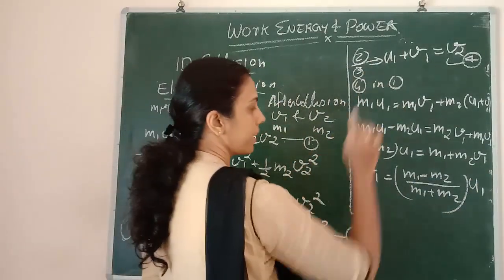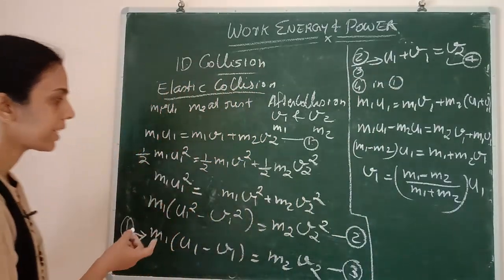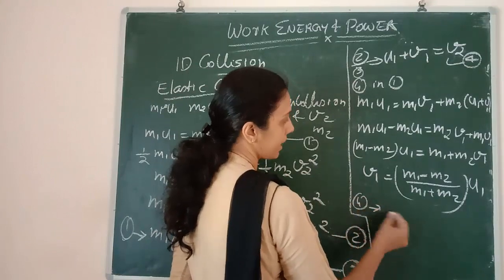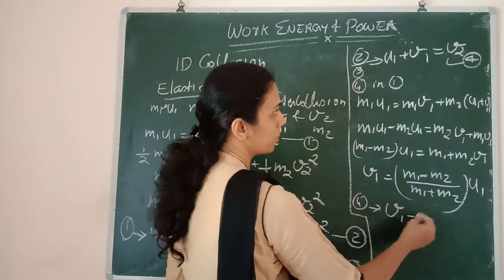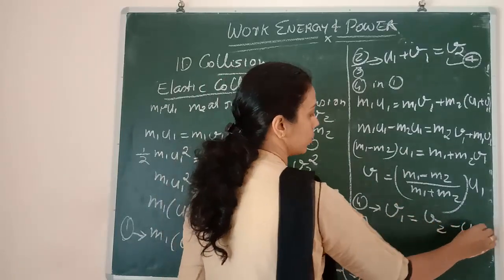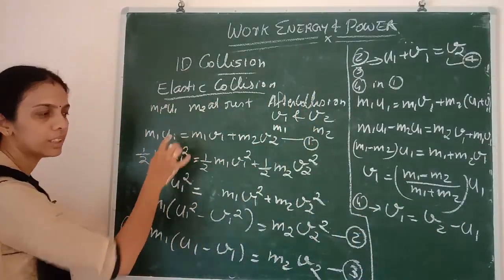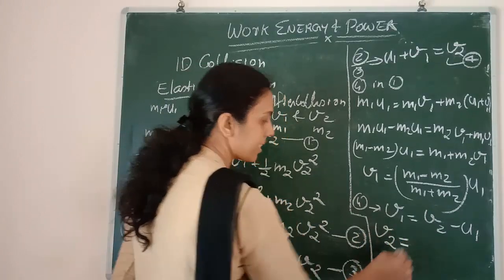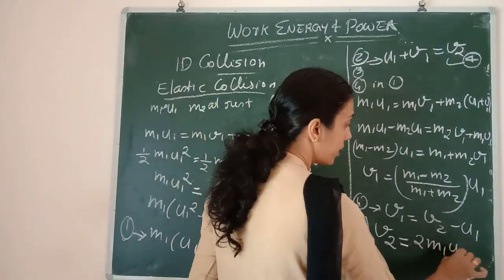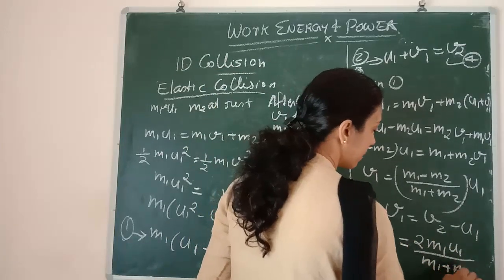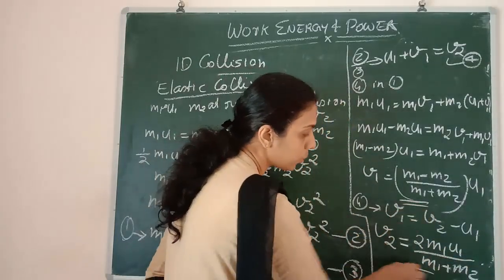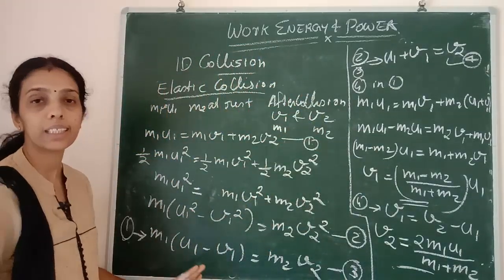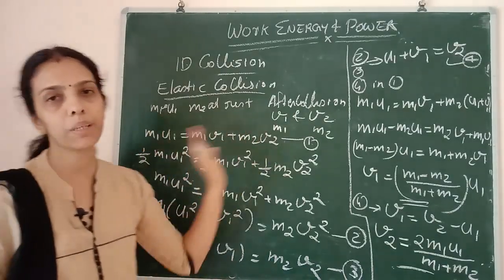Then in the same way we can find the second velocity also. How can we find it? We can find the second velocity using equation 4. We can write v1 is equal to v2 minus u1. We substitute this in the earlier equation and find the value of v2 the same way. So you will get v2 as 2m1 u1 divided by m1 plus m2. So these are the two velocity terms. Now you can see how the derivation goes. Actually the derivation is very easy, nothing to worry about. Only simple calculations are there.